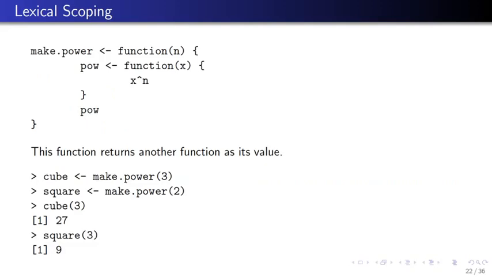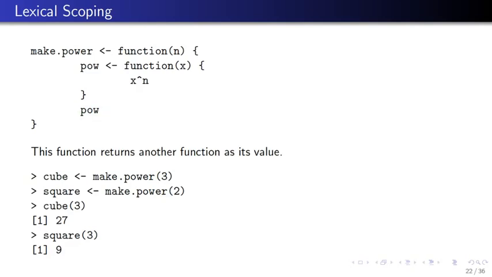So I'm going to define a very simple function here. Often these kinds of functions come in the form of what you might think of as constructor functions. The idea is that the function is constructing another function. So here's what I want to do. I want to create a function called make.power, which takes as input a number n. Inside the make.power function, I define another function called pow. pow is going to take an argument called x, and it's going to raise x to the power n. And make.power returns the function pow as its return value.